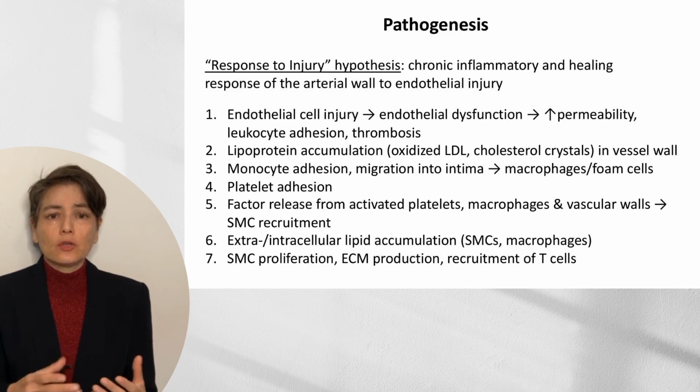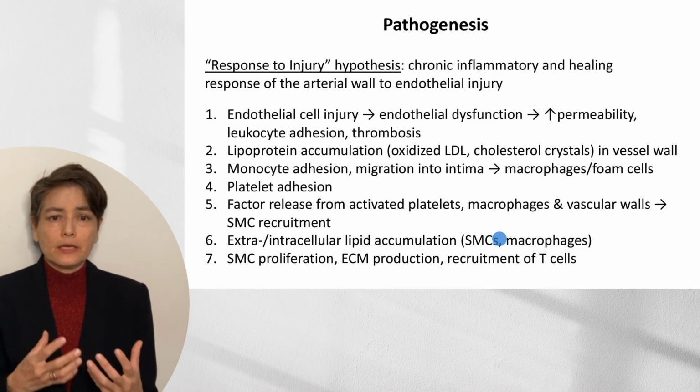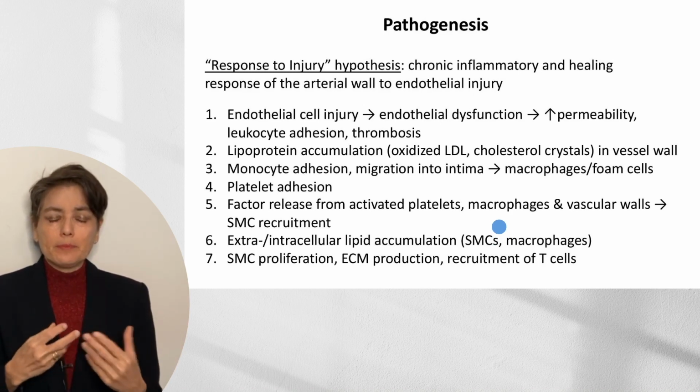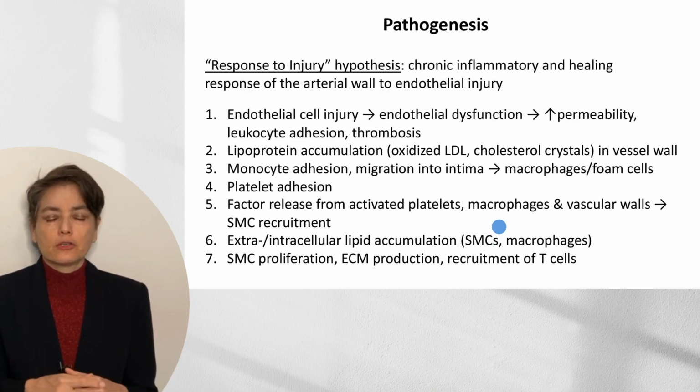Now, as I discussed earlier, we're going to get lipoprotein accumulation in the vessel wall, either as oxidized LDL or cholesterol crystals. I showed you monocytes adhering, then migrating into the intima and becoming macrophages and foam cells. Platelets will also adhere to this dysfunctional endothelium, creating a pro-thrombogenic milieu. Furthermore, these activated platelets and macrophages, as well as cells in the vascular walls, are going to begin recruiting those smooth muscle cells.